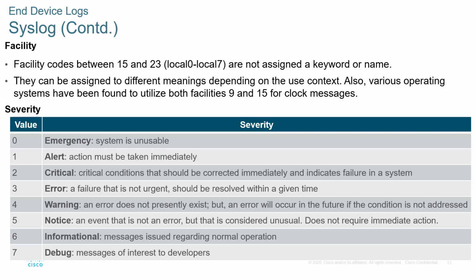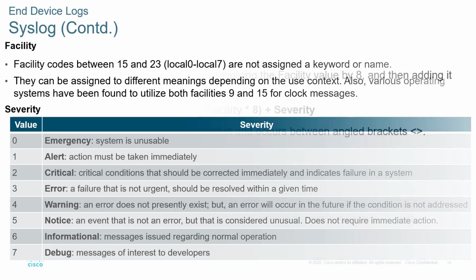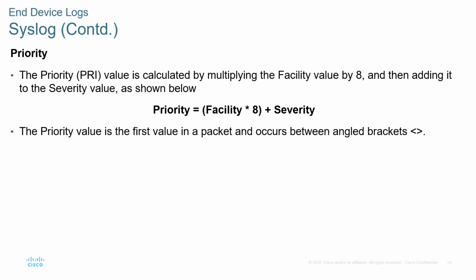So how does the severity equate to the priority? Normally the priority value is calculated by multiplying the facility value by a factor of 8, and then you'll add to that the severity. So the facility times 8 plus severity. This allows the priority to be set, and the value is the first value in a packet that occurs between the angled brackets, or the carets.